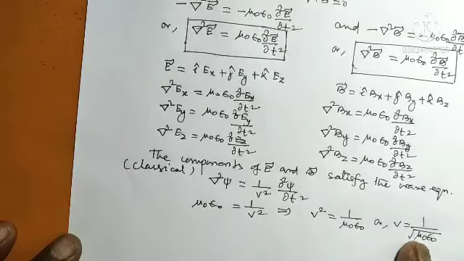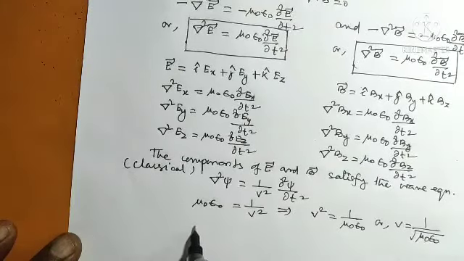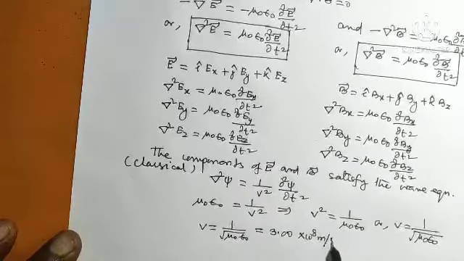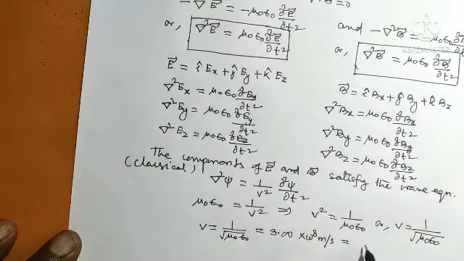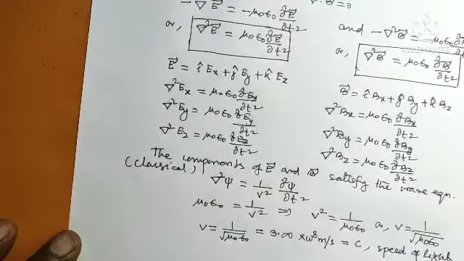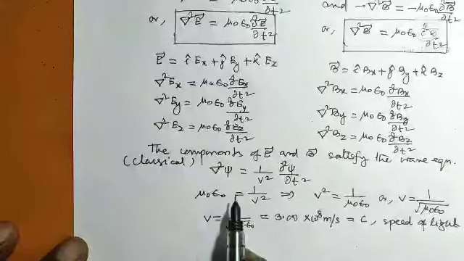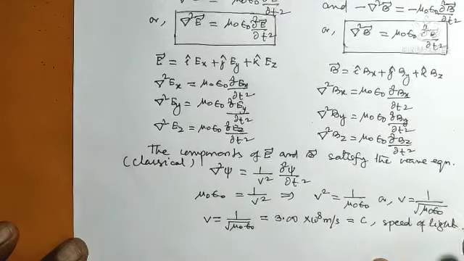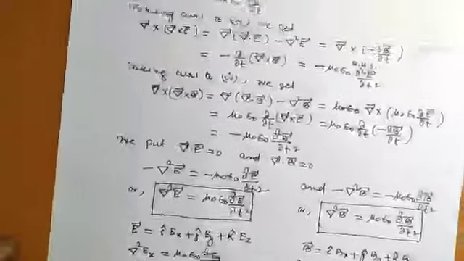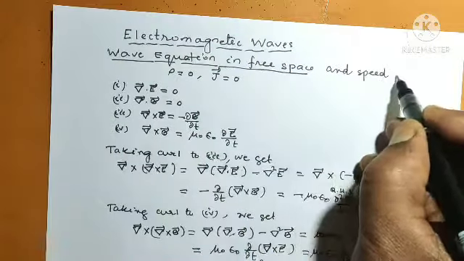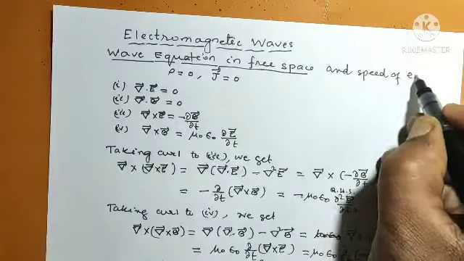Now, putting the values of mu 0 and epsilon 0, b can be found, that is 3.00 into 10 to the power 8 meter per second, which is the speed of light. c is called the speed of light. So plane electromagnetic waves move in free space with the speed of light. So this is about the wave equation in free space and the speed of electromagnetic waves.